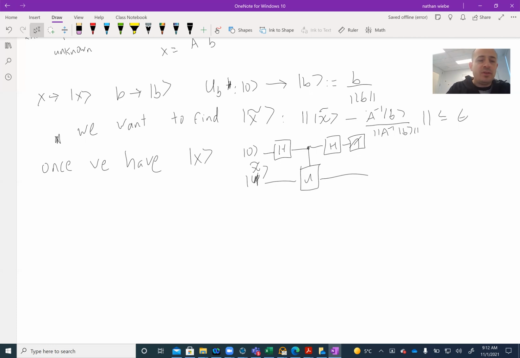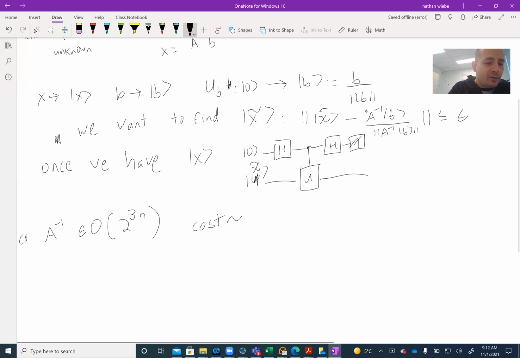In contrast, if we take a look at finding the explicit solution, the cost of doing an inverse is in order 2 to the 3n. And so what that means is that the cost in terms of the number of operations goes like 2 to the 3n. So the cost is exponential in n.